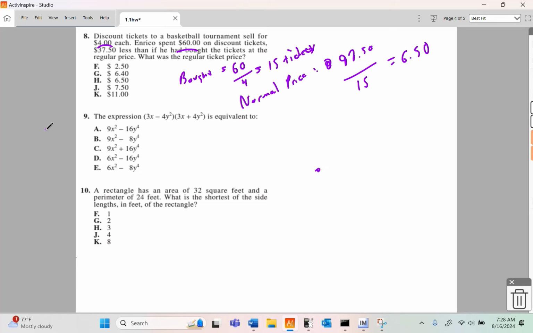Here we have our FOIL technique, our double distributive property, DD property.